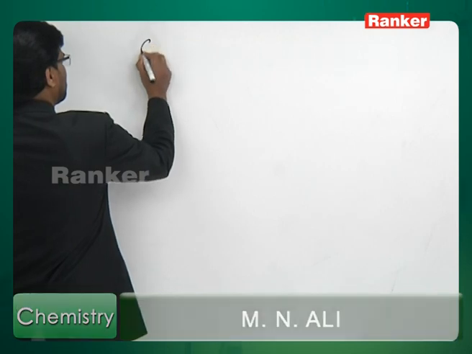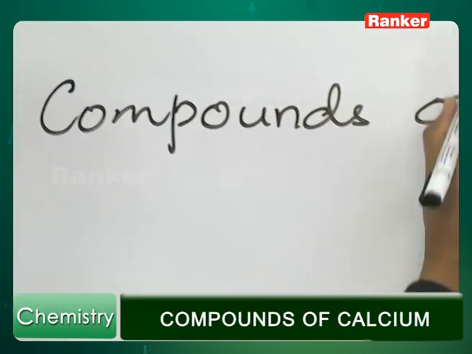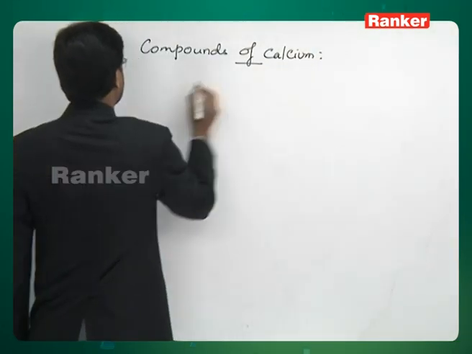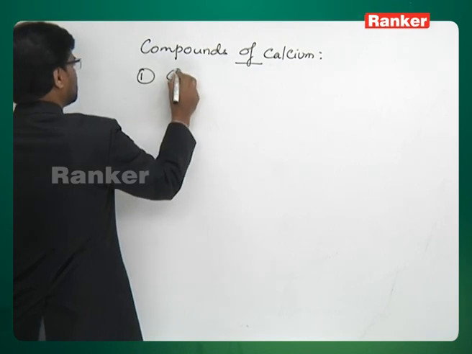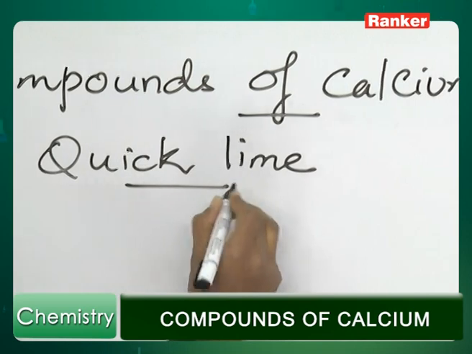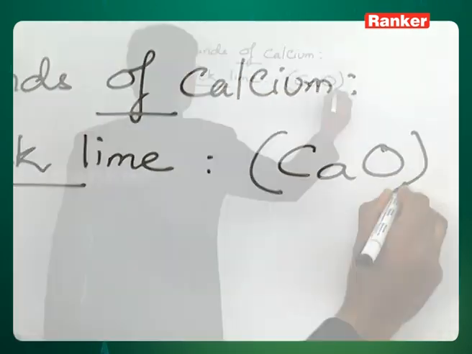Now let's learn about some commercially important compounds of calcium. Number 1 in the list is quicklime. The composition, the formula, is calcium oxide, CaO.